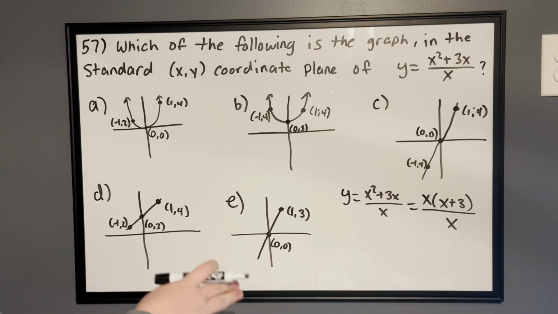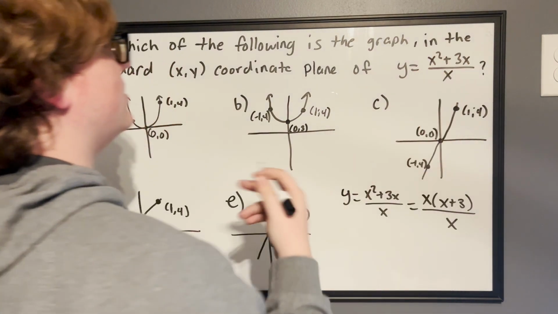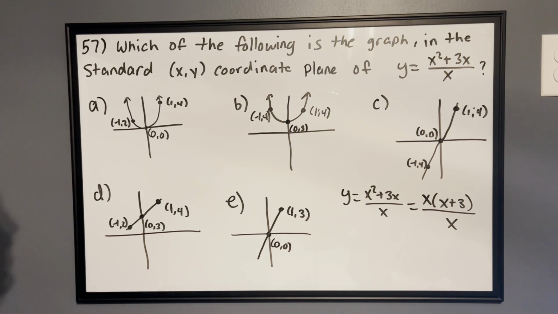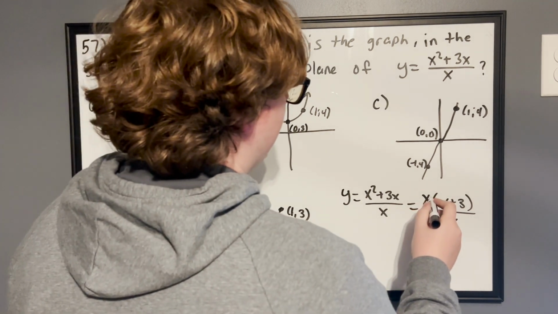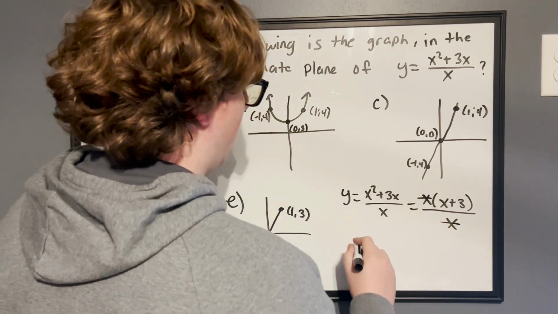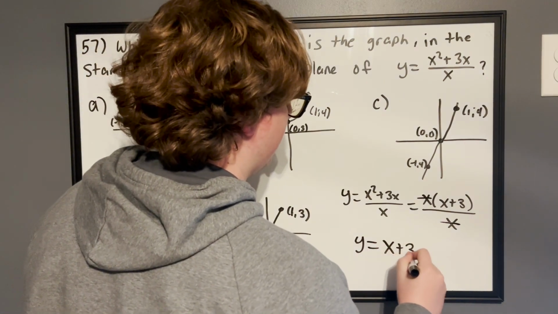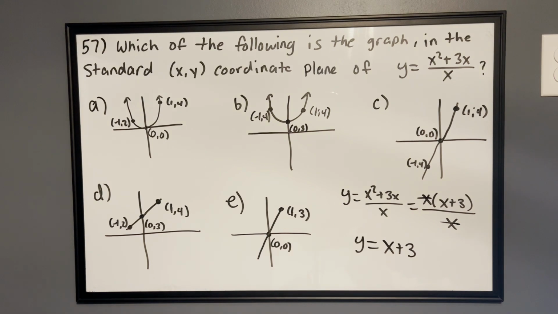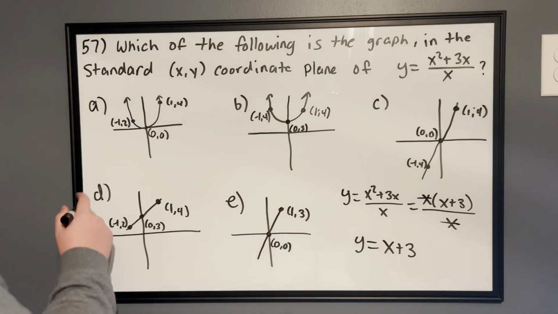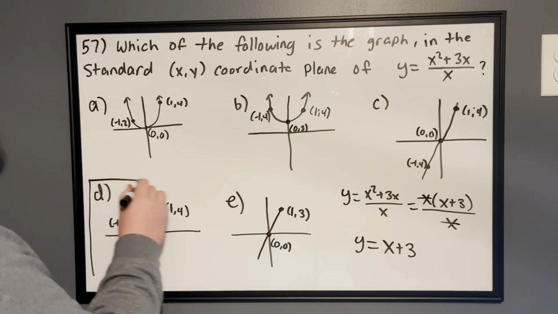Because if x is equal to 0, then this whole thing becomes 0 over 0 and it's undefined. So we need to remember that, but we are going to cancel out x's right now. So we're going to say that y looks like the graph of x plus 3. And we know what the graph of x plus 3 looks like. It's just a line that crosses through the point 0, 3. So it's a straight diagonal line with slope 1 that crosses through 3. And the only one of these graphs that look like that is going to be option D.